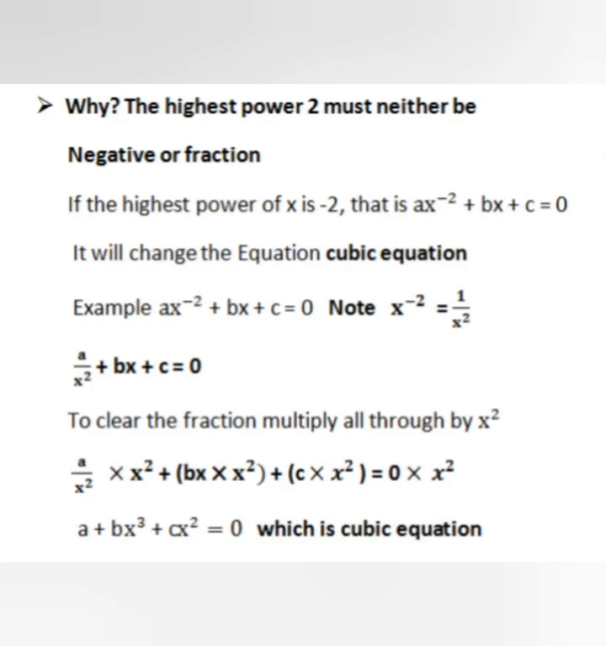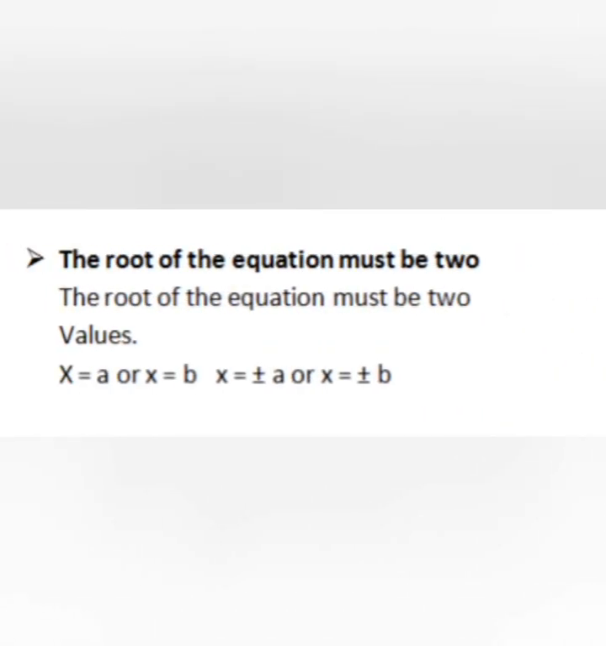At the denominator level, the x squared will cancel x squared. We are left with a, and bx times x squared will give us bx raised to power 3, and also c times x squared will give us cx squared equals 0, and it will form a cubic equation. And that is the reason why our highest power 2 cannot be minus 2.